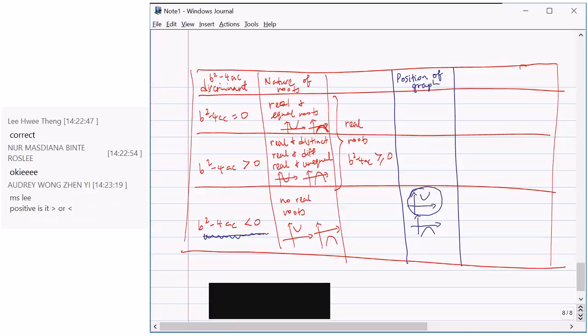Positive, is it bigger or less than? Positive means bigger than 0. For example, I say 3 is positive, right? That's because 3 is bigger than 0.